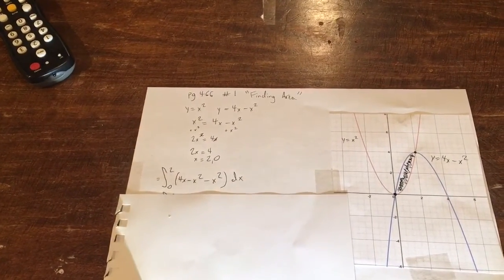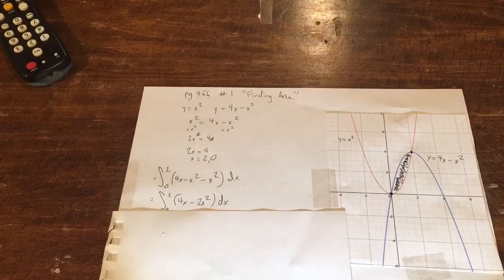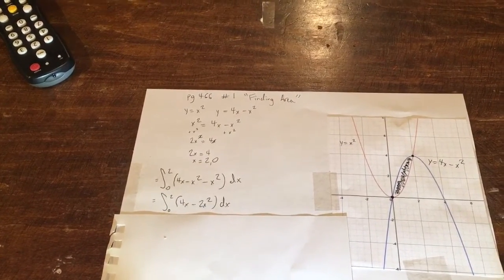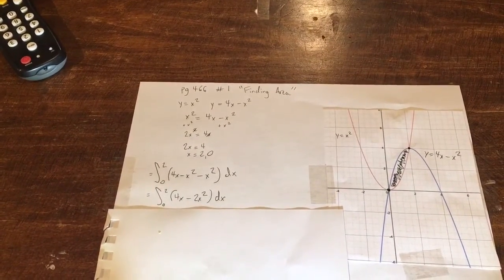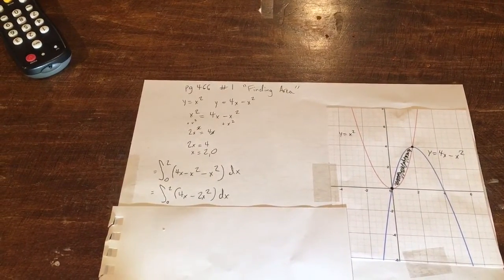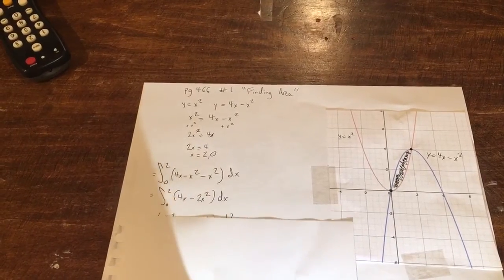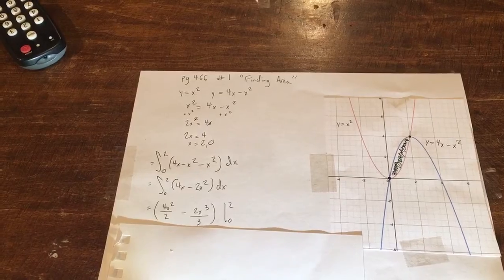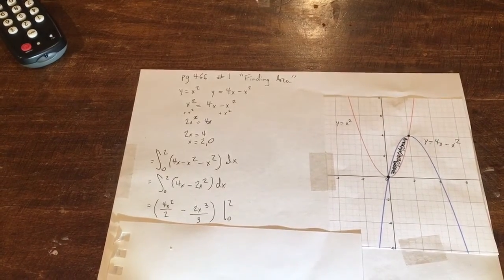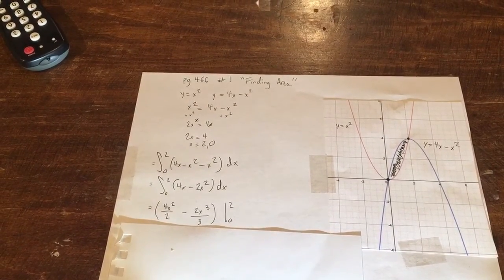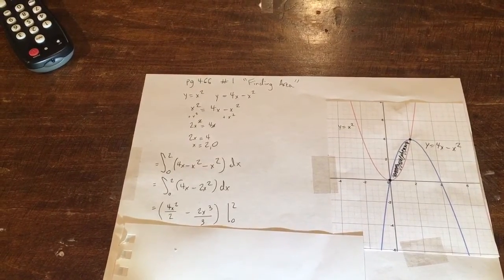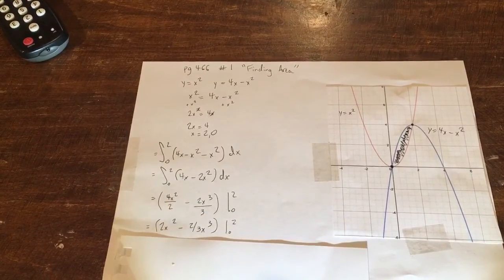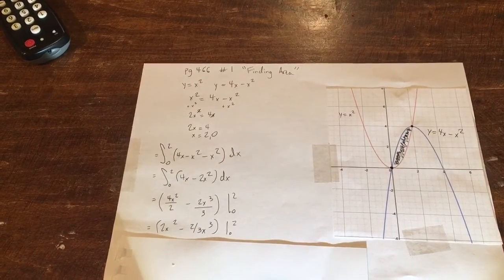And you can simplify that a little bit to being the integral from 0 to 2 of 4x minus 2x squared dx. And then you can take the integral, so after taking the integral, it will look like this. 4x squared over 2 minus 2x to the third over 3 from 0 to 2. And you can simplify that a little bit, so it'd be 2x squared minus 2/3 x to the third.